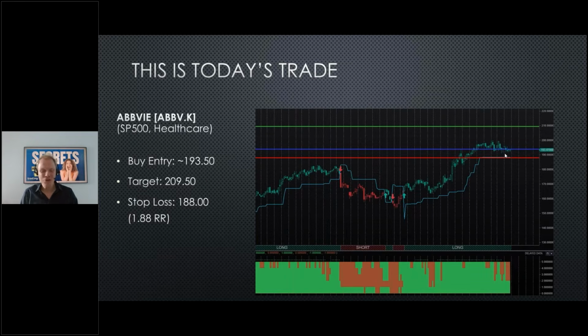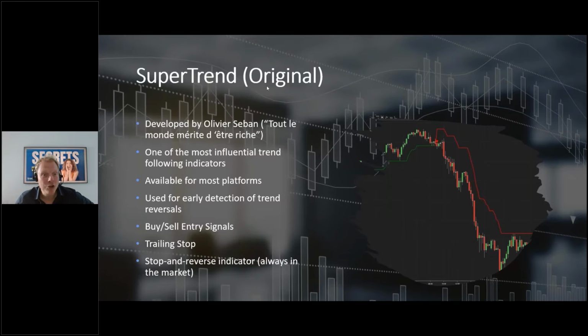I'm going to give you, just for 1 minute, a bit of a history lesson right now. Let's talk about an indicator which has been out there for, I believe, at least 20 years, probably more. It's one of the classic indicators, and it exists for almost every single trading platform. And this indicator is called SuperTrend. It was developed back in the day, I forgot the year, but maybe in the 90s, by a French trader called Olivier Seban. He even wrote a book on the topic of this indicator, which loosely translated means that everybody deserves to be rich. This indicator has become one of the most influential trend trading indicators out there.